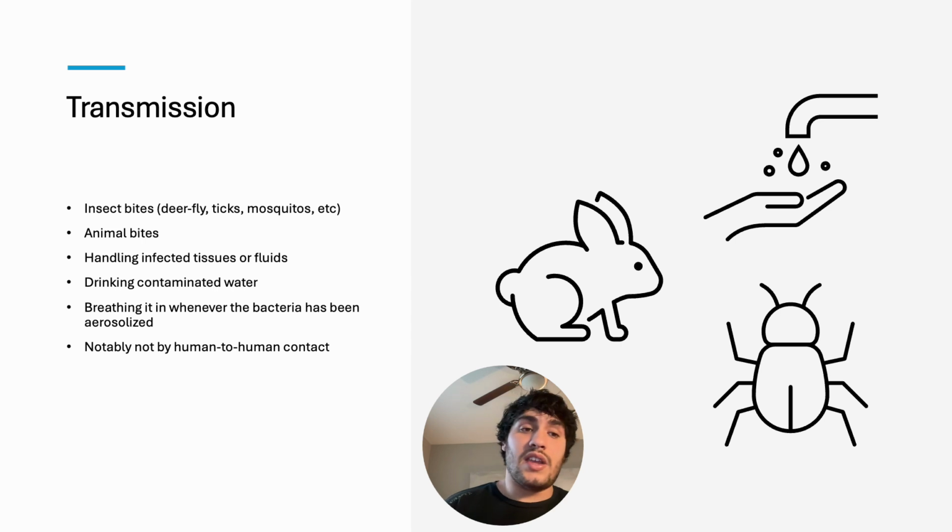There are other ways, such as animal bites, handling infected tissues or fluids. Like if you're skinning a rabbit, if you have any cuts on your hands, some of that blood could get into you, and that could have F. tularensis in it. Tainted meat could also do that. Tainted water. But notably, it's not transmissible between human to human contacts.